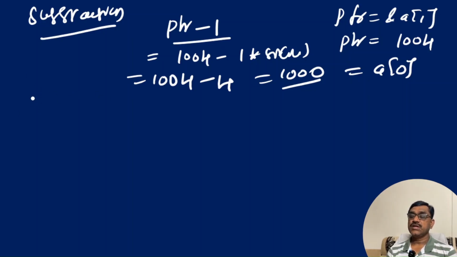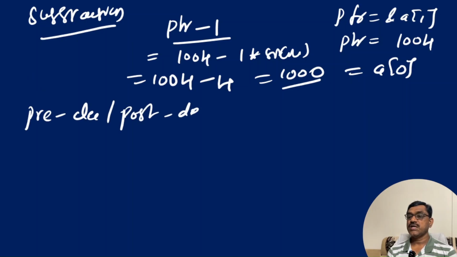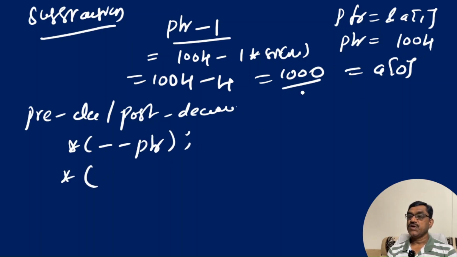What about the decrementation operation? We can perform a pre-decrement operation or a post-decrement operation. These are also valid. We can say star of minus minus PTR. If the PTR address is 1004, then 1004 is decremented by 1. That means we are going to point to the location 1000. Now we are going to get the value 10.